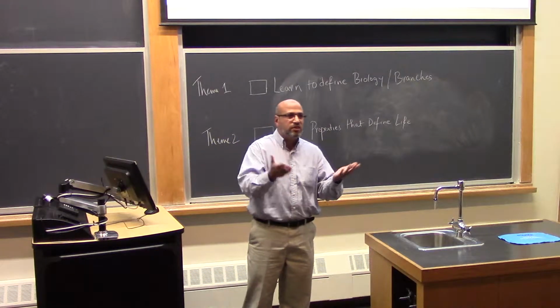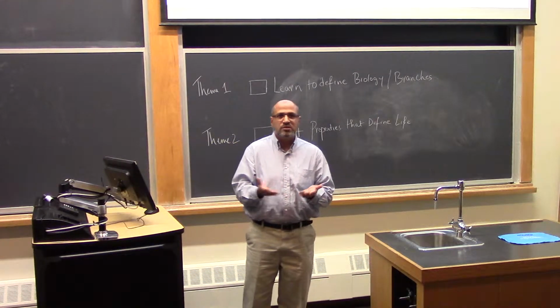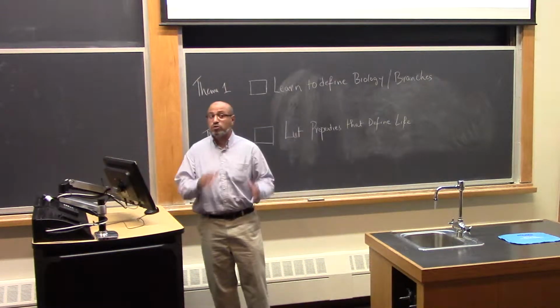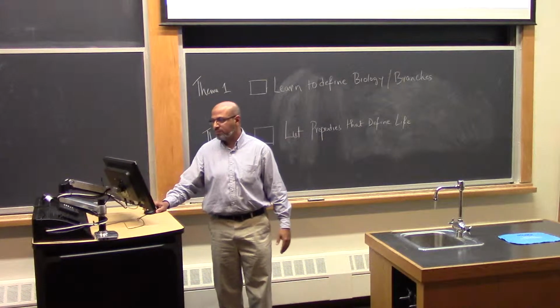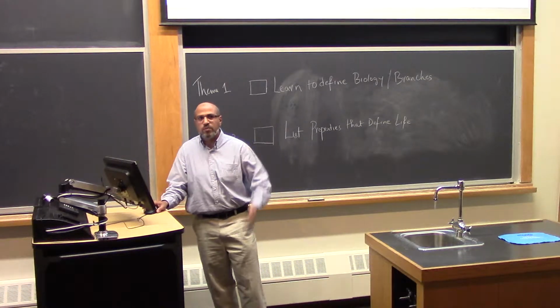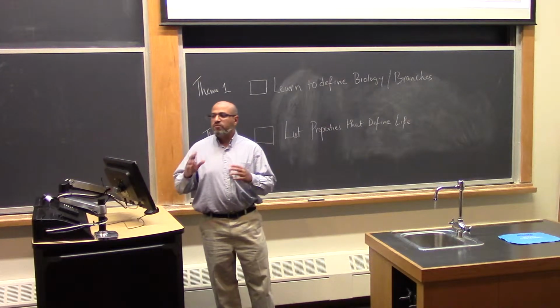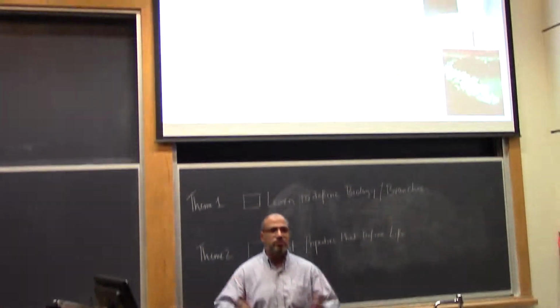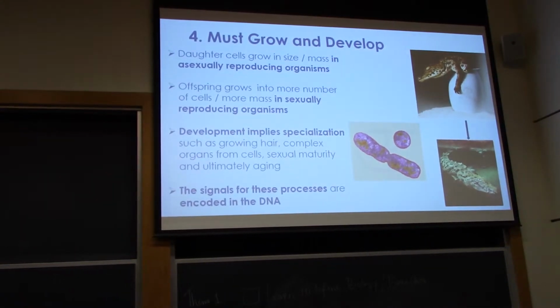Can anyone else think of an example? There's something called a tigon. There's a tiger and a lion. So there are examples of that. So those are exceptions. That's not the rule. But that's an important point to keep in the back of your head. So the fourth is they must grow and develop. So basically, growth is growing in size. The cells divide and increase in size.